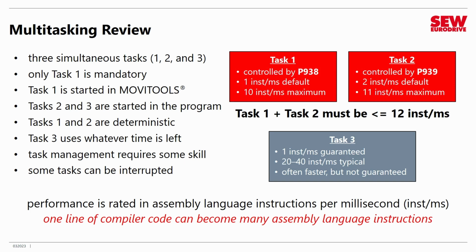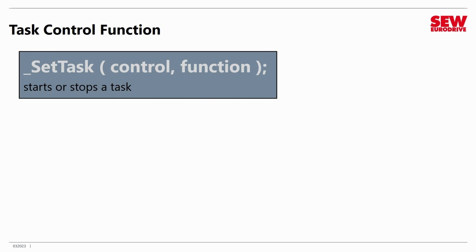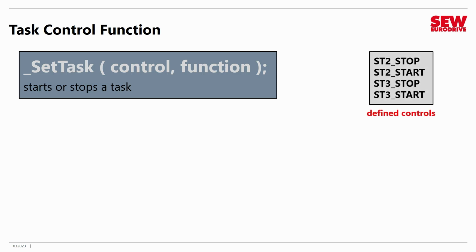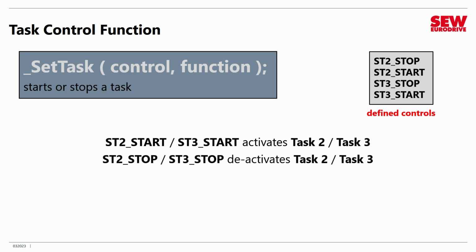Now let's actually look at how we start up one of the other tasks. There is a task control function which takes care of this. It is called setTask, and it takes 2 parameters. It starts or stops one of the 2 tasks. Here are the parameters. There is st2 start and stop, and there is st3 start and stop. I think you can kind of guess what these parameters do. If you pass a start, it will start either task number 2 or number 3, and if you pass it a stop, it will stop that task.